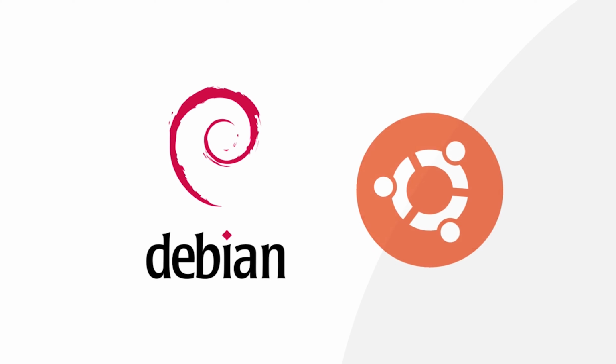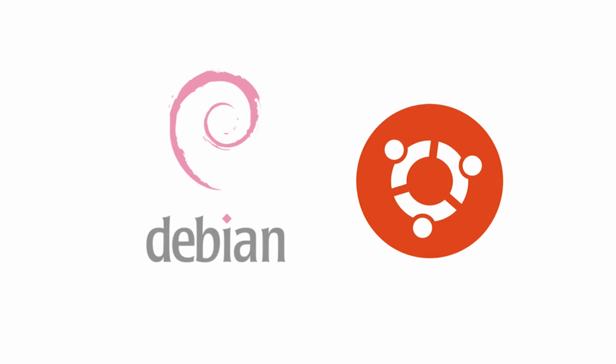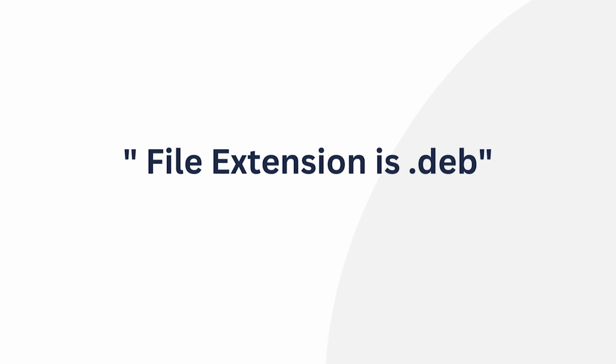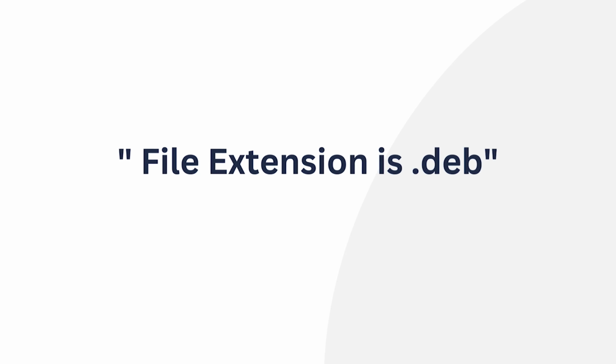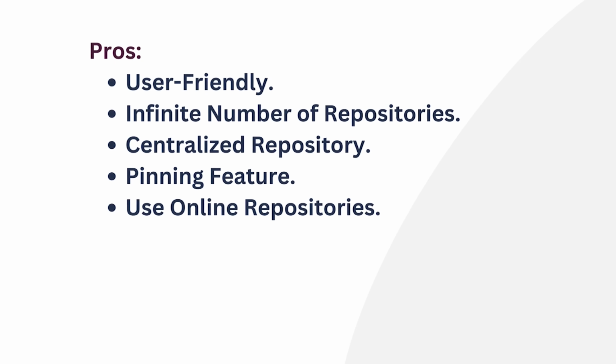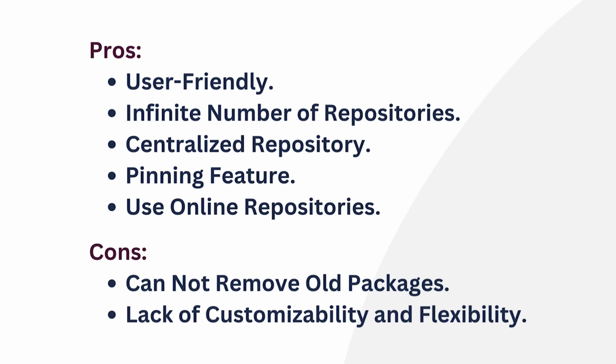In Debian and Ubuntu, apt smoothly handles software via .deb files. It excels in features like automatic dependency resolution and efficient package management working seamlessly with the dpkg backend. apt is user-friendly and depends on the centralized repository. Besides, it offers an infinite number of repositories, pinning feature and using online repositories. But it cannot remove old packages and has lack of customizability and flexibility in command.